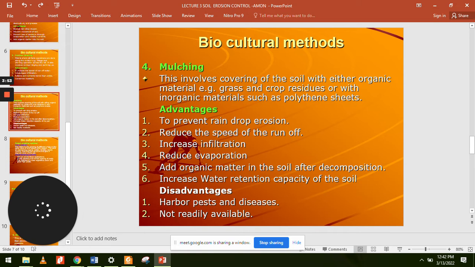So the other method you're going to learn is mulching. So this uses either organic material or inorganic material to cover the soil surface. Organic material includes grasses and crop residues. Inorganic material includes the use of polythene sheets. They aid soil erosion control by the following: they prevent raindrop erosion, reduce the speed of runoff, increase infiltration, reduce evaporation, add organic matter in the soil after decomposition, increase water retention capacity. The disadvantages: they harbor pests and diseases, and they are not readily available.